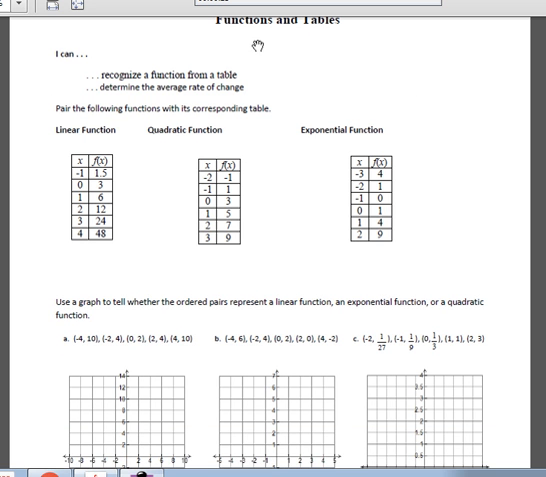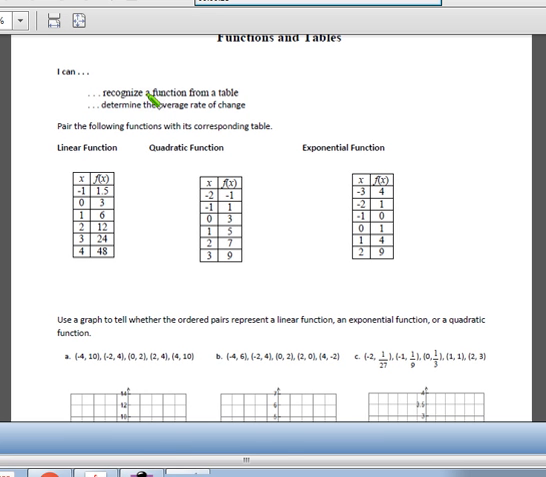This lesson is about functions and tables. The learning targets: I can recognize a function from a table, and I can determine the average rate of change. So we're going to be talking about how to find the average rate of change. Now, recognizing functions is pretty simple. We have some examples on this first page.